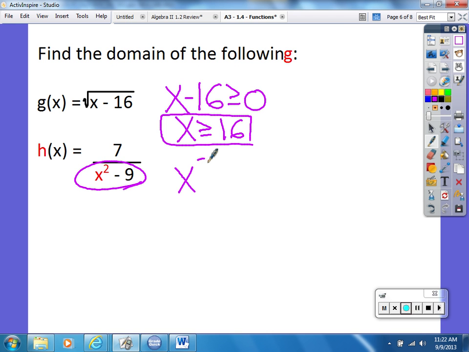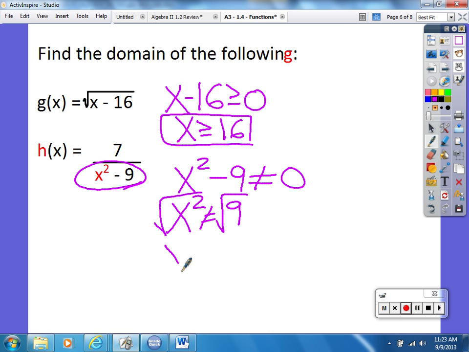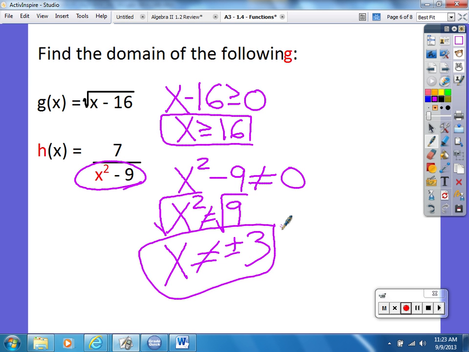Not allowed 0. So I'm actually going to write x squared minus 9. I'll actually just start with 0. Why not? Cannot equal 0. So I'm going to add 9. So x squared cannot equal 9. I'm going to take the square root. What happens when you take a square root? So it cannot equal either plus 3 or minus 3. So I've got two answers there that it cannot equal.